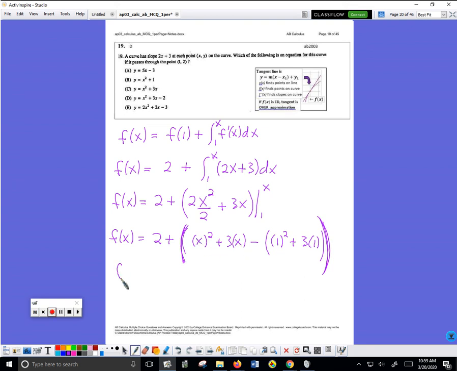So now we have f of x equals 2 plus x squared plus 3x minus 1 minus 3. So f of x will equal x squared plus 3x minus 2. X squared plus 3x minus 2.